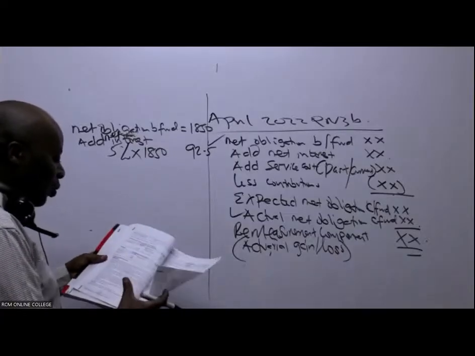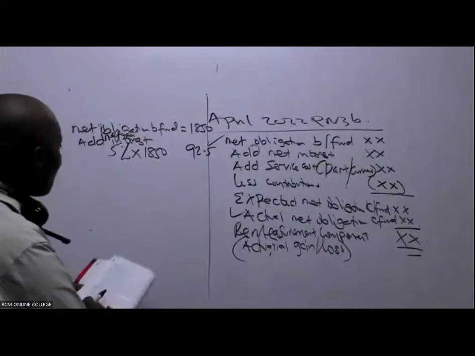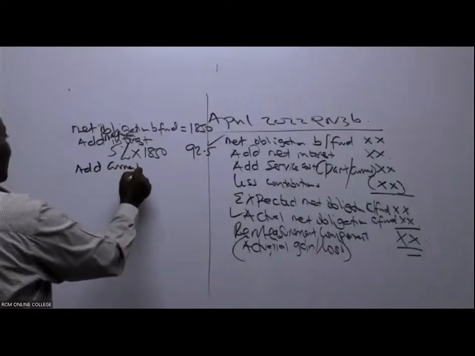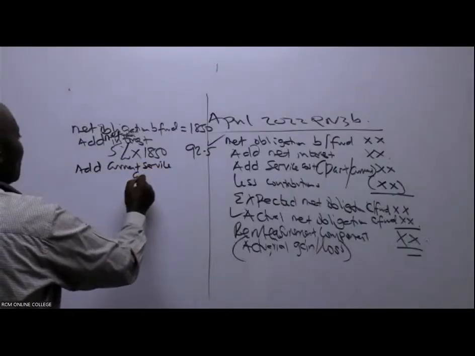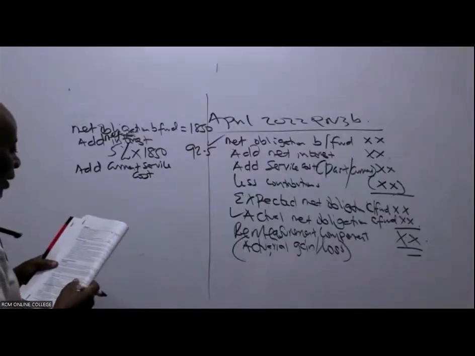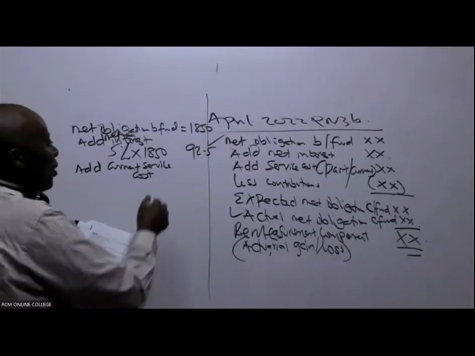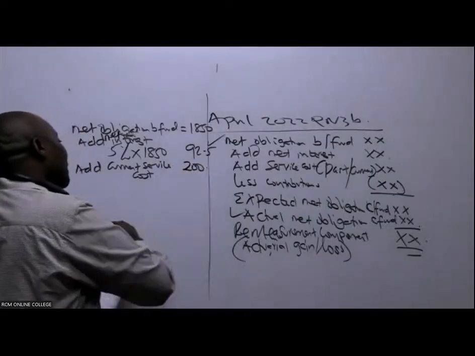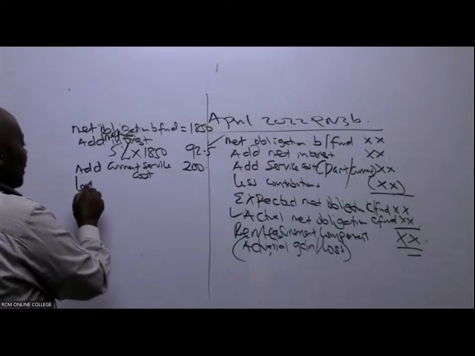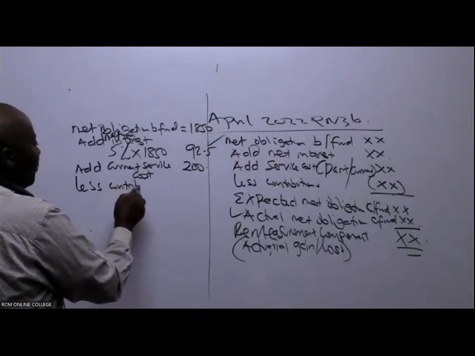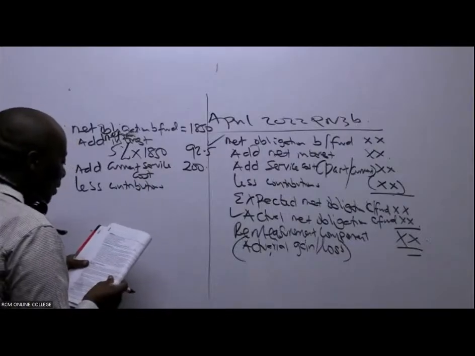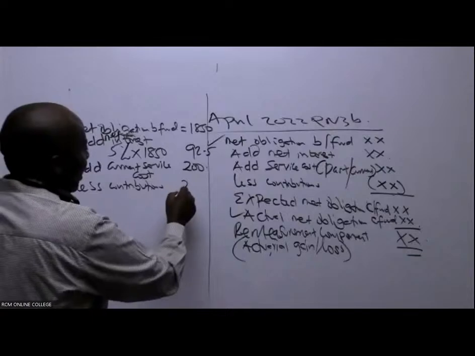service cost. There is service cost. There is current service cost. So again, we add current service cost. So what is the current service cost? It is 200. Are there any contributions that we made to this company? So come and less, in this case, contributions. Less contributions. The contributions made to the scheme were 225. And that is it.